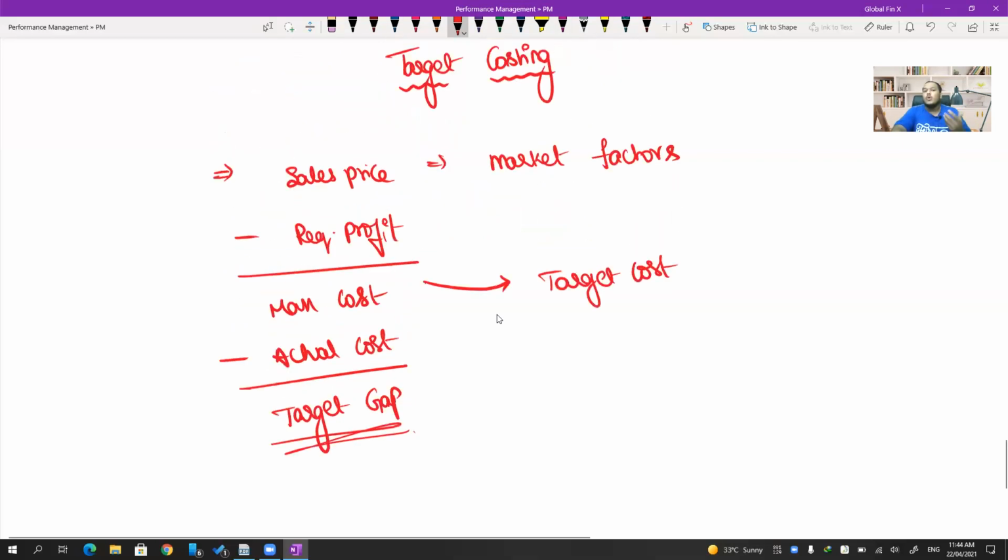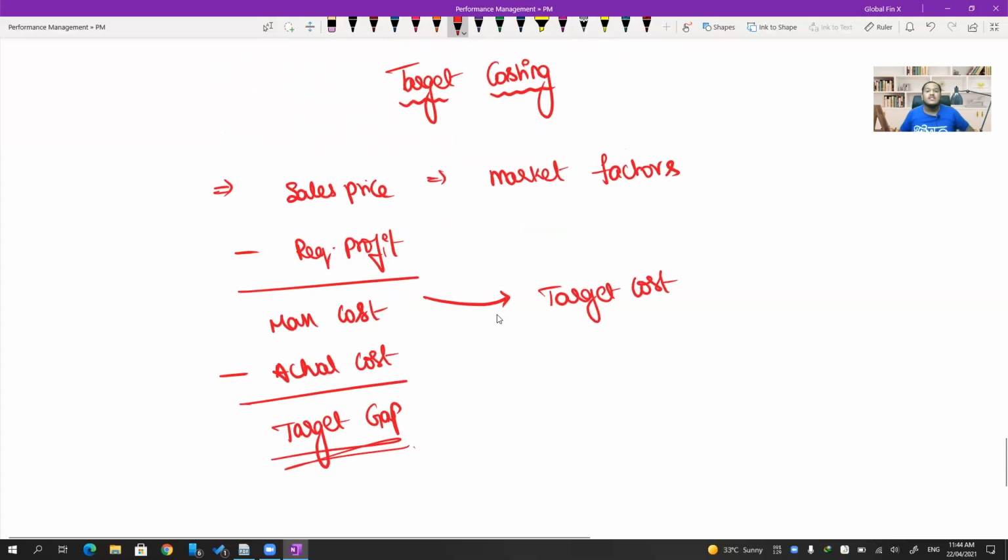Okay, so this is what target costing is all about. Target costing says first you determine the sales price depending on the market factors, deduct whatever profit you want, the required profit, then you will set a target cost, the maximum cost that you can incur. So your cost should be aligning within that maximum cost. If it is more than that, then you have to do something called gap analysis. What is it? Gap analysis, like variance analysis.